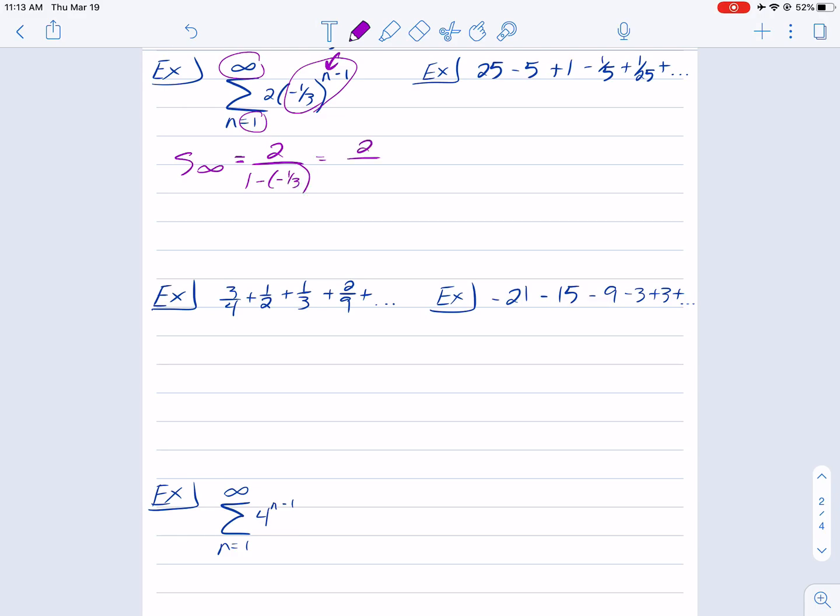Be careful with the minus minus. This ends up becoming 1 plus 1/3. So we actually get 2 over 4/3. And then multiply by the reciprocal. 2 times 3/4. We can cross multiply here. And we're just left with 3/2.